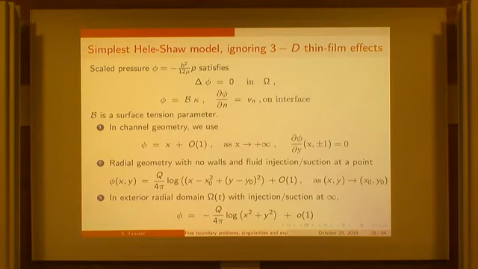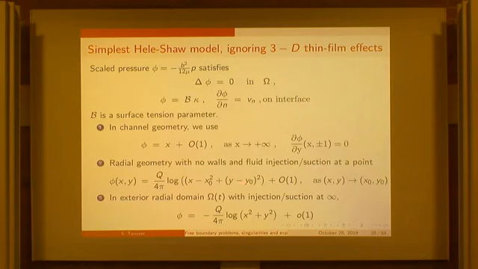And in that case, instead of requiring this, you require that if you have a radial geometry with suction and injection at a point and the domain is bounded, then you have (x minus x naught) whole squared, plus (y minus y naught) squared. You probably recognize that.